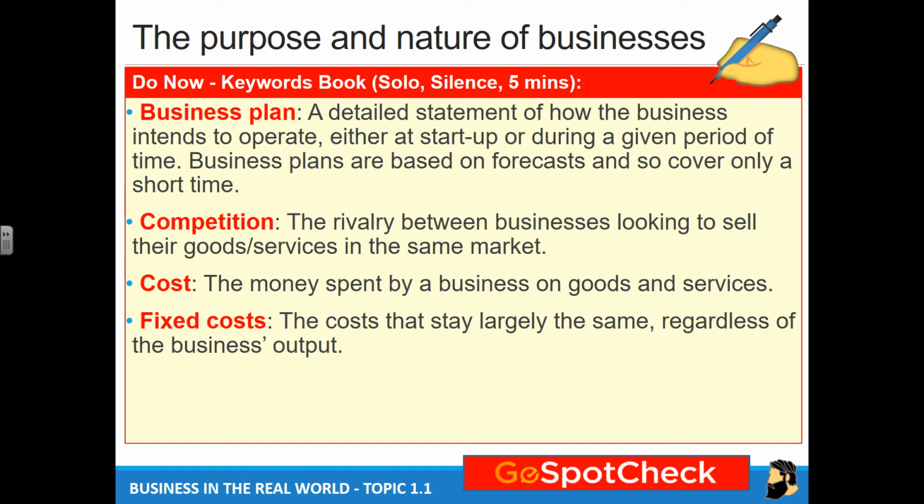Second word, competition. Very simple word. I'm sure you've heard of this word since primary school, but this is the rivalry between businesses looking to sell their goods or services in the same market. So that part is very, very important.